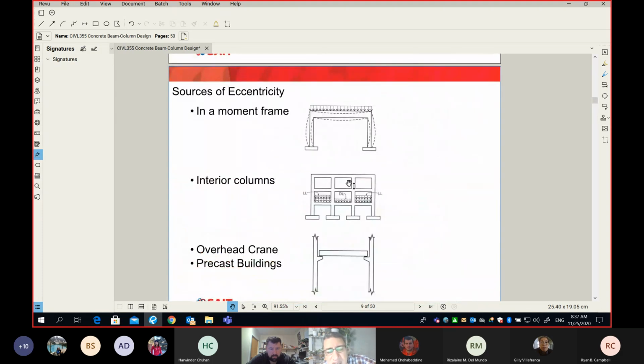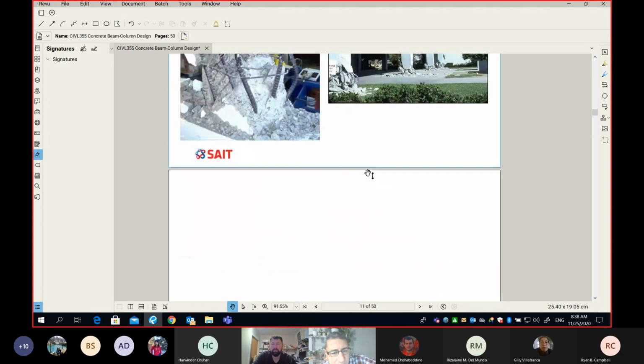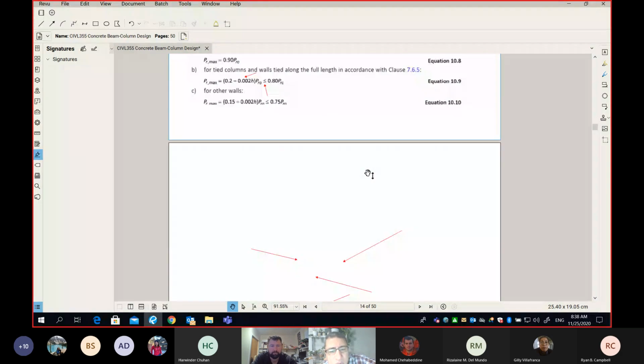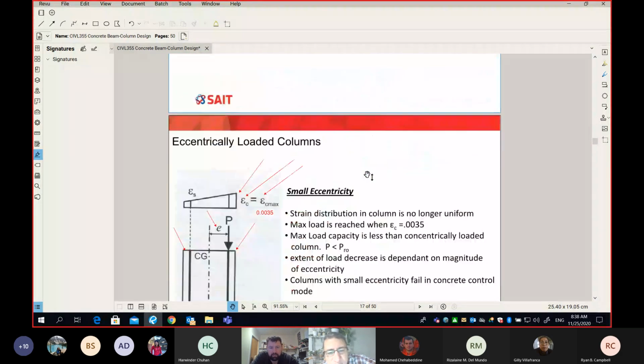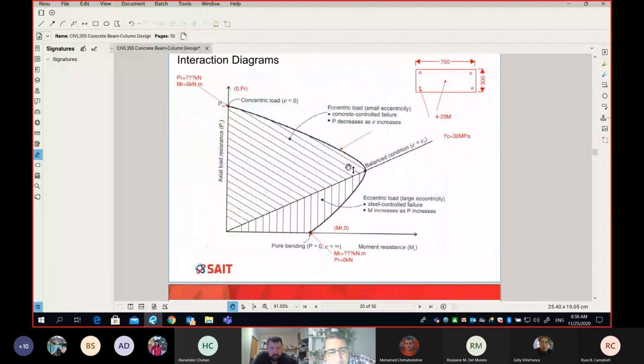The reality is our column will have both. It will have a bending moment plus axial force. Can I get you guys to agree on that? Yeah. Okay, so now if we go back to this curve here, which is called the interaction diagram, what does it represent? Every point. I'm going to take a point as an example. For example, this point on the curve.